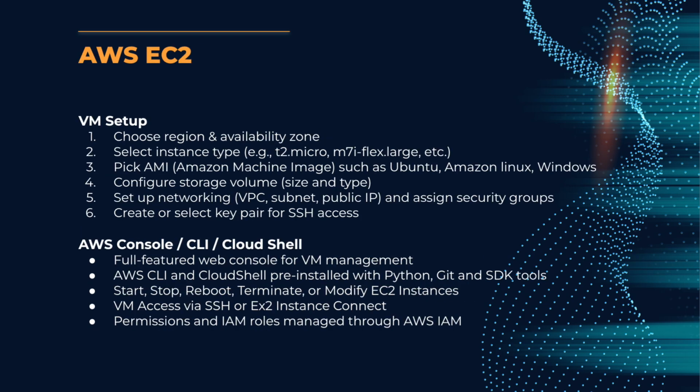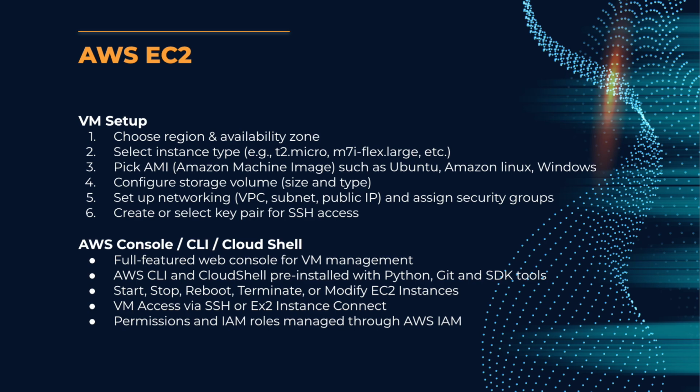Setting up a VM in AWS starts with choosing a region and availability zone, then selecting your instance type, like a T2 Micro or M5 Flex Large. Next, you pick an Amazon Machine Image, such as Ubuntu or Amazon Linux, and configure your storage volume, network settings like VPC and subnet, and security groups. Finally, you create or use a key pair for SSH access.